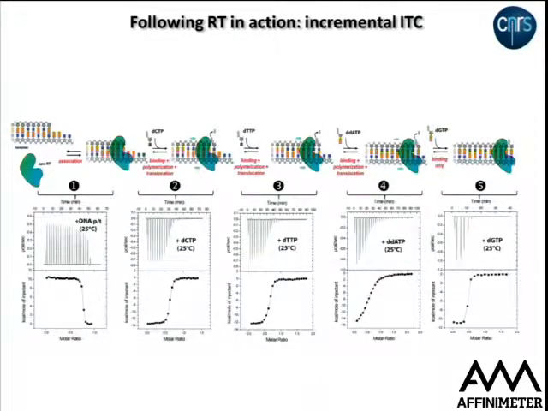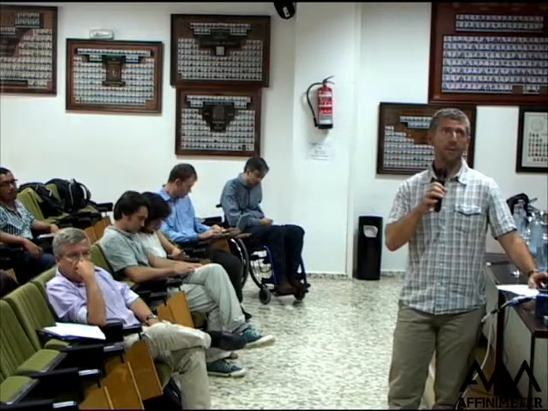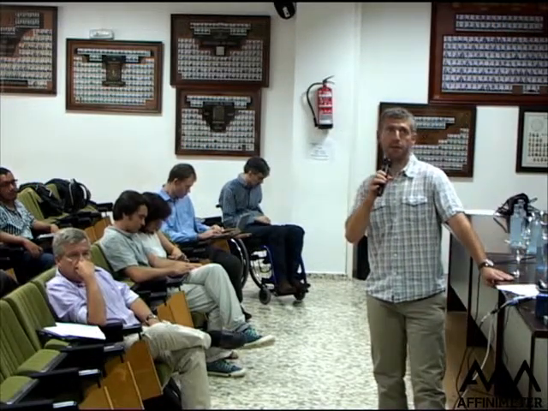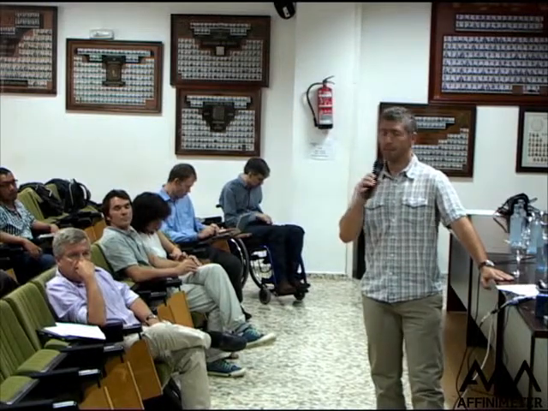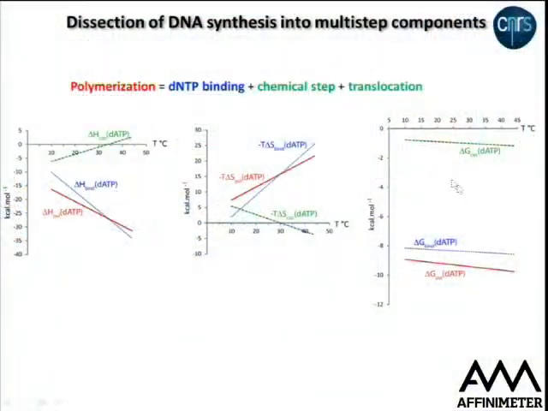And using this incremental ITC strategy at various temperatures and for all 4 natural nucleotides, we could obtain a complete dissection of DNA synthesis into multi-step components by the HIV-1 reverse transcriptase. Here I just show the result for dATP. So the curves we obtained for delta H, for T delta S and delta G. So we obtain parameters for polymerization, the overall reaction, the binding only, and the chemical step plus translocation. In fact, we cannot distinguish in our experiments between these 2 sub-steps.